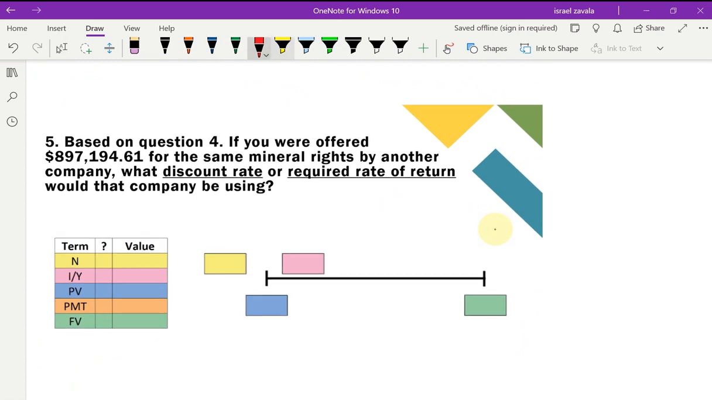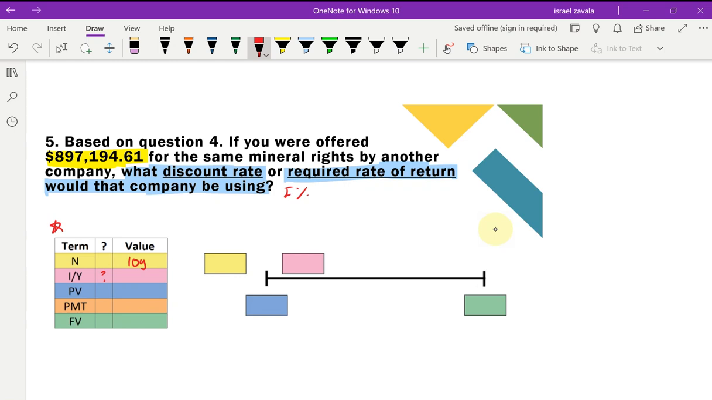So based on question 4, you were offered $897,194.61 for the same mineral rights by another company. So here's the question. What discount rate or required rate of return would that company be using? So when it says what discount rate, what term are we talking about? We are talking about interest, right? So let's fill out the chart because this one might actually warrant it. So all the other terms are the same. So we have 10 years. The interest rate is what we're looking for here, the discount rate.